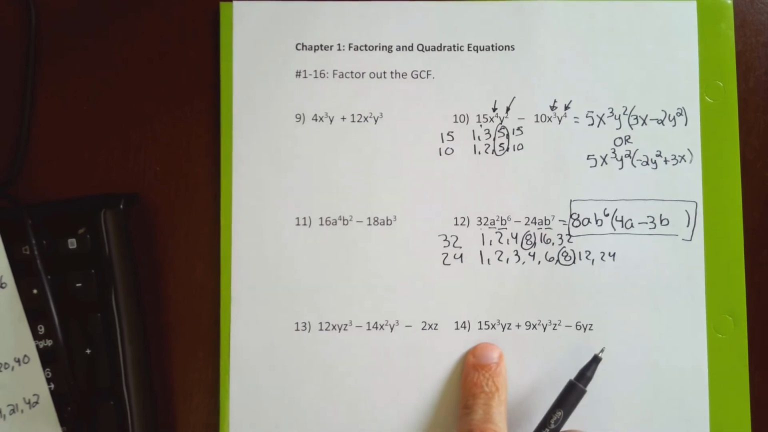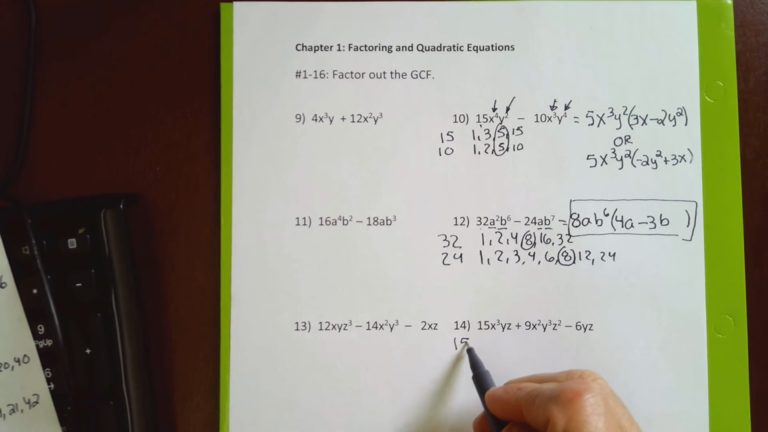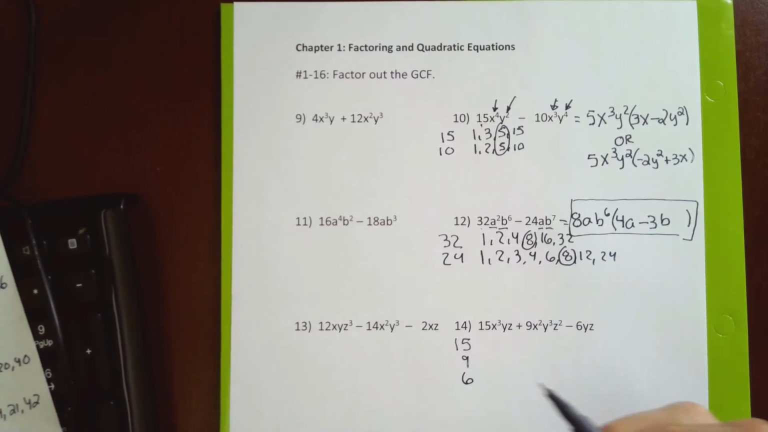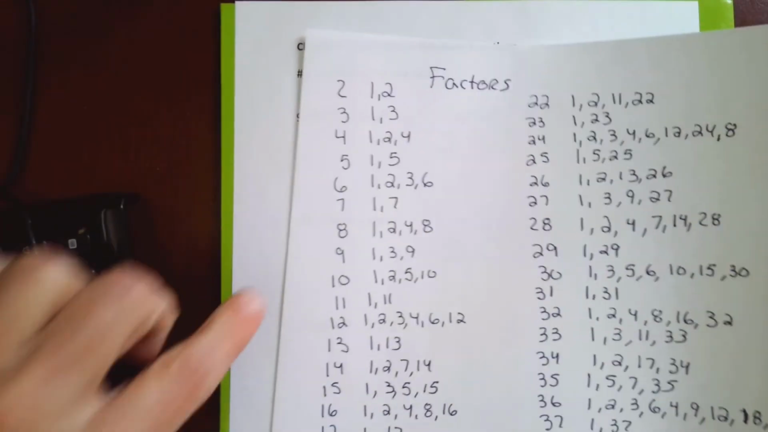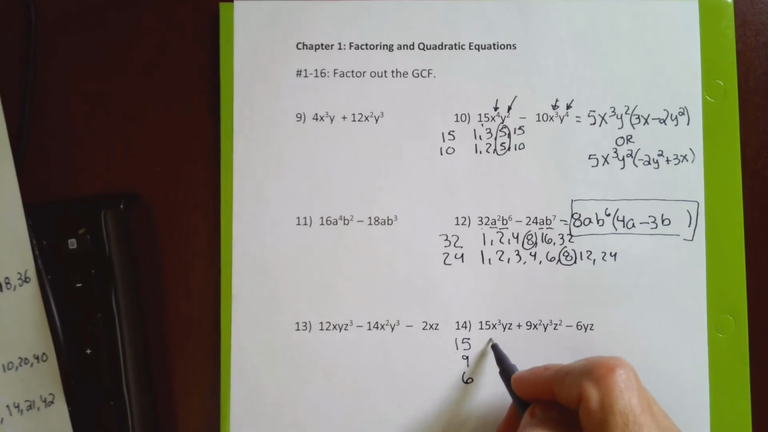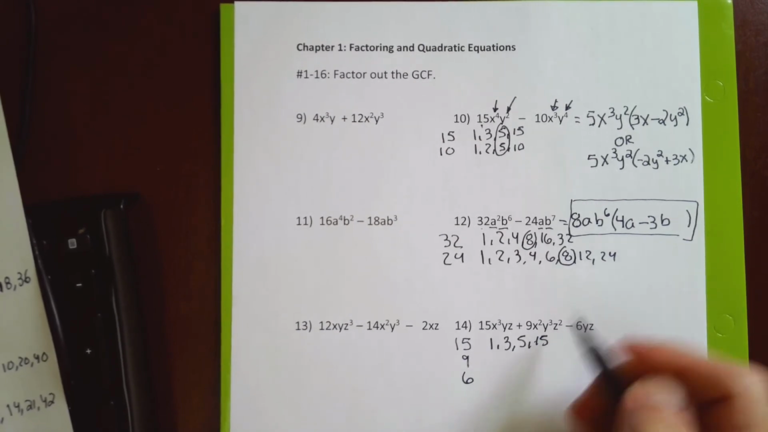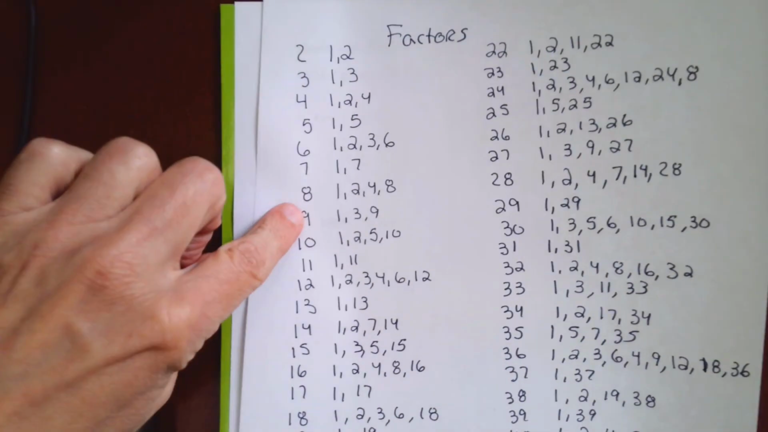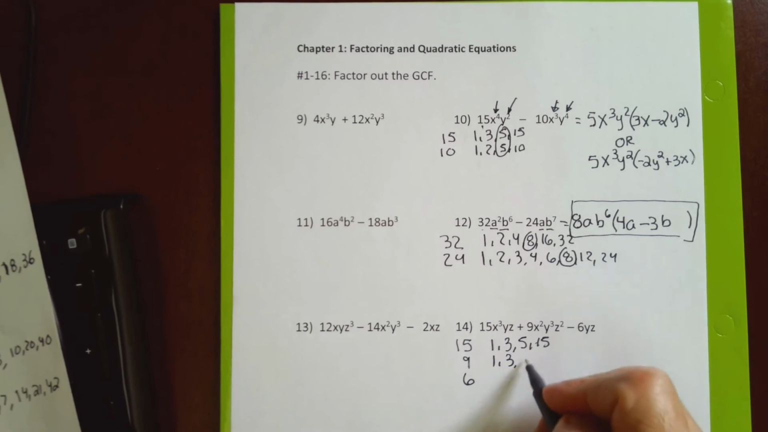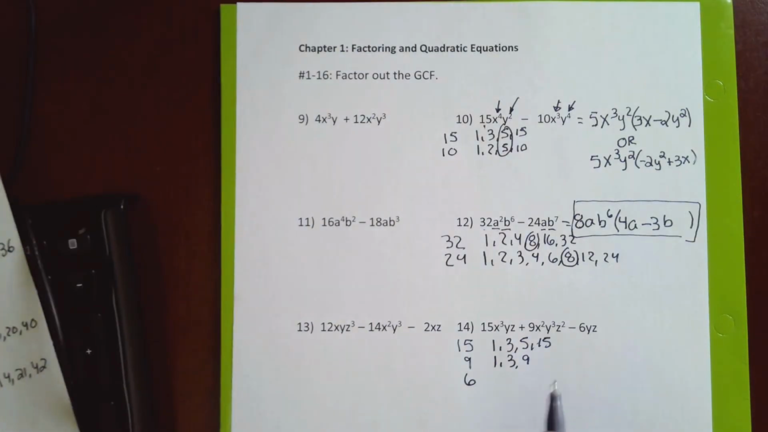14, I start looking at the numbers. So the coefficients of 15, 9, and -6, I won't worry about the sign. And 6, I need to get the factors. For 15, it's 1, 3, 5, and 15 as the factors. For 9, it's 1, 3, and 9. And for 6, it's 1, 2, 3, and 6.